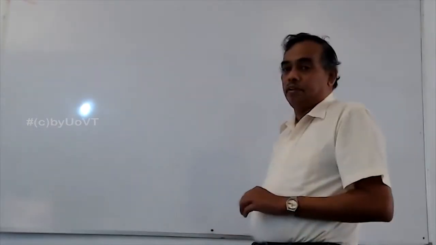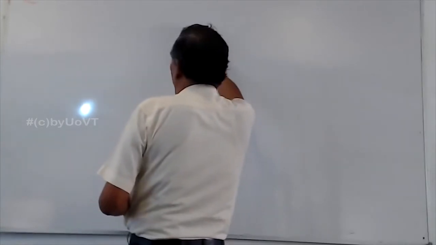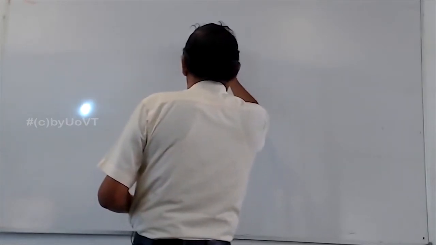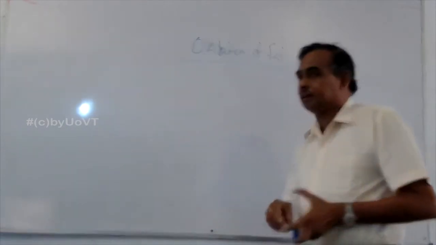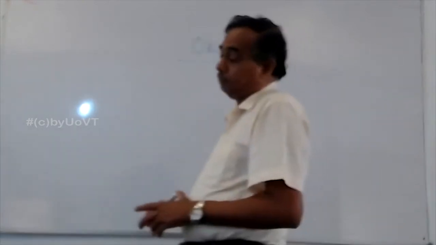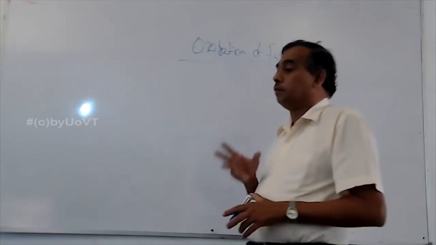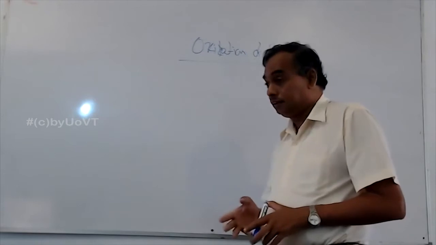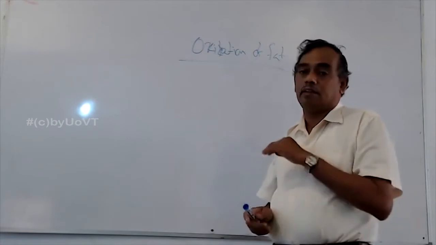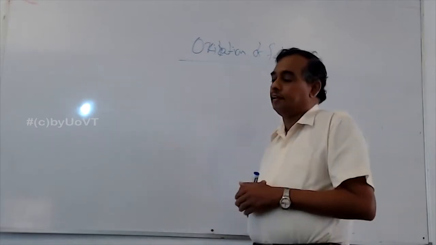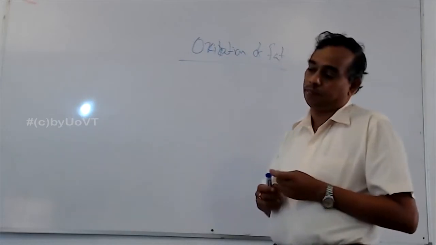Now I am going to discuss the oxidation of fat. So far we discussed the basic principles of fats. Fat consists of glycerol and fatty acid. We also discussed certain important facts regarding fatty acids, omega-3, omega-6 type fatty acids, saturated, unsaturated, everything. Today I am going to start the fat oxidation.